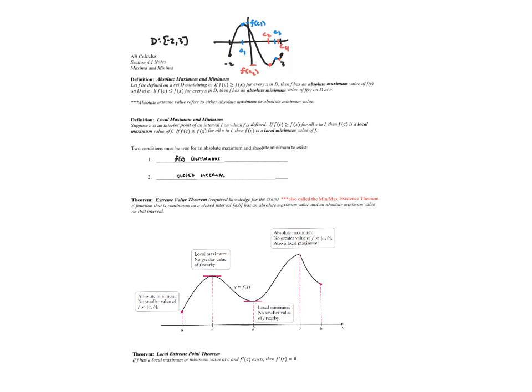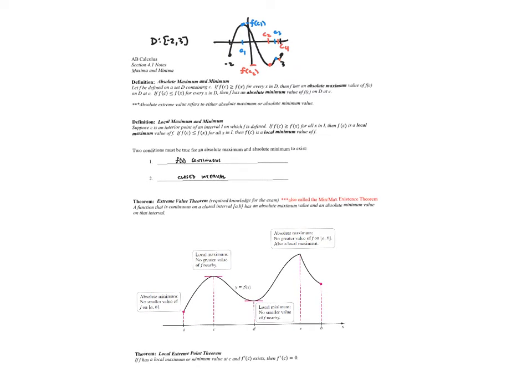So on any closed interval, the function has to take on a max value and a min value. So here's my absolute min on this closed interval from a to b. Right, there we go. That's my absolute min. Here's my absolute max. And then I've got local min, or local max, local min, and then here's just an endpoint that's somewhere in between.